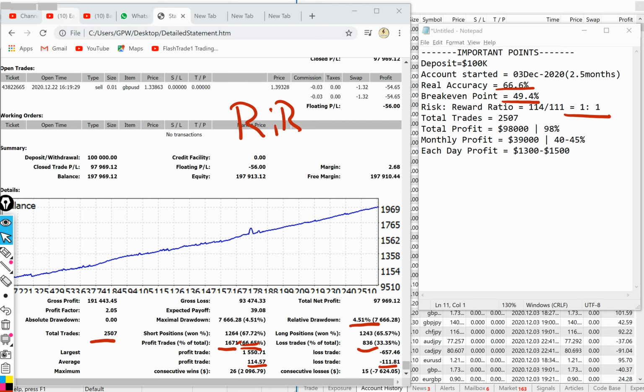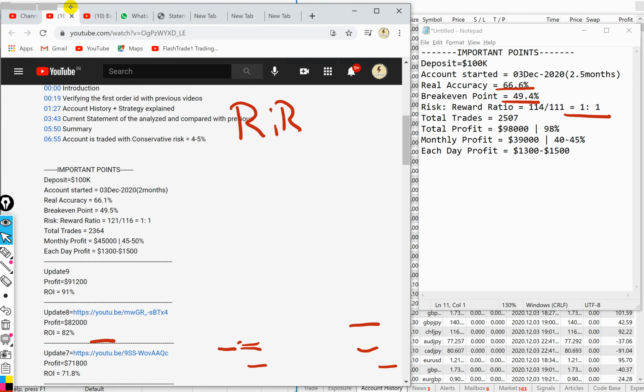Let us check the previous video, where real accuracy was 66.1. As of now it has increased by 0.5 percentage, and break even was 49.5, it is reduced to 49.4. So ultimately we are doing good on this account, as real accuracy has increased and break even has decreased, while maintaining the risk reward of this account.